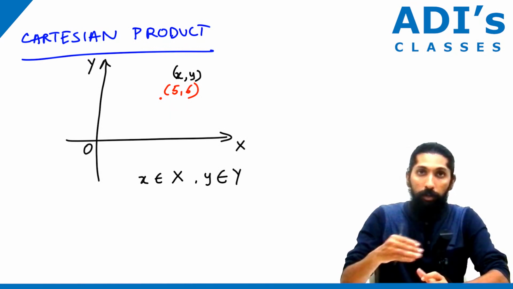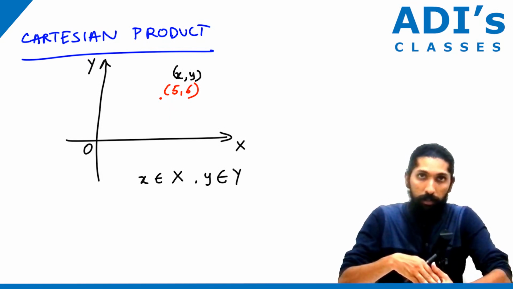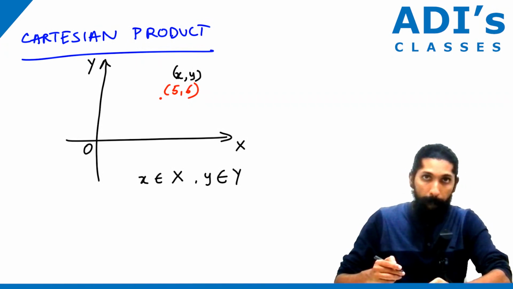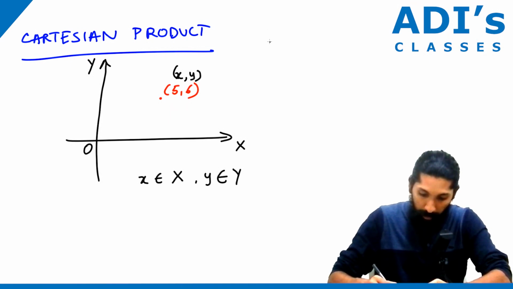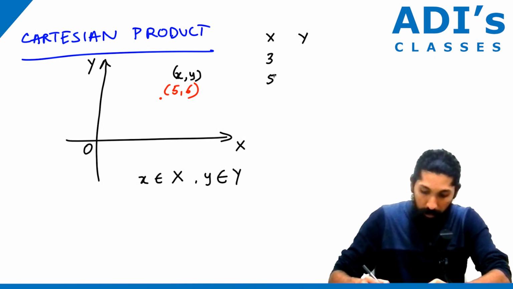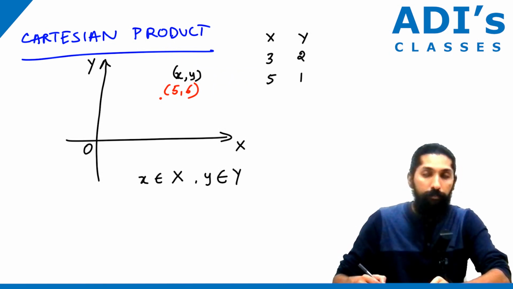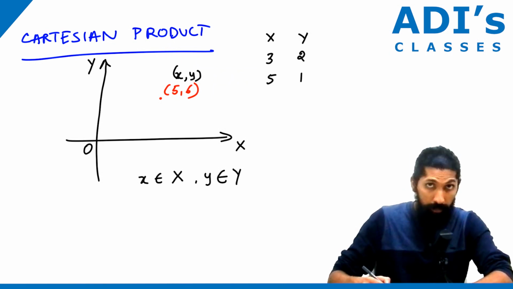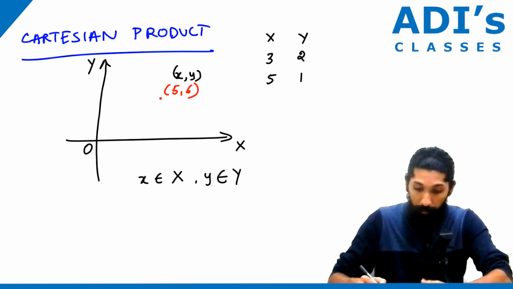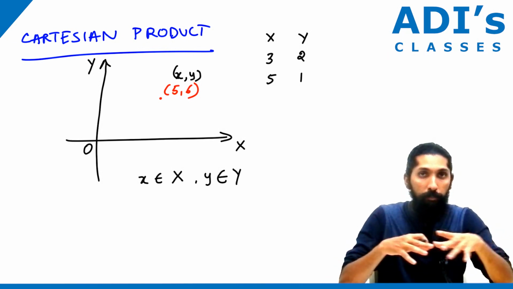Now, let me give you another example, more like a thinking process kind of question. Suppose we have different values for X and Y. Suppose X has a value of 3 and 5. Suppose Y has a value of, let's say, 2 and 1. Assume, in the sense, X can take a value of 3, 5, Y can take a value of 2 and 1. Now, in total, how many points are possible?